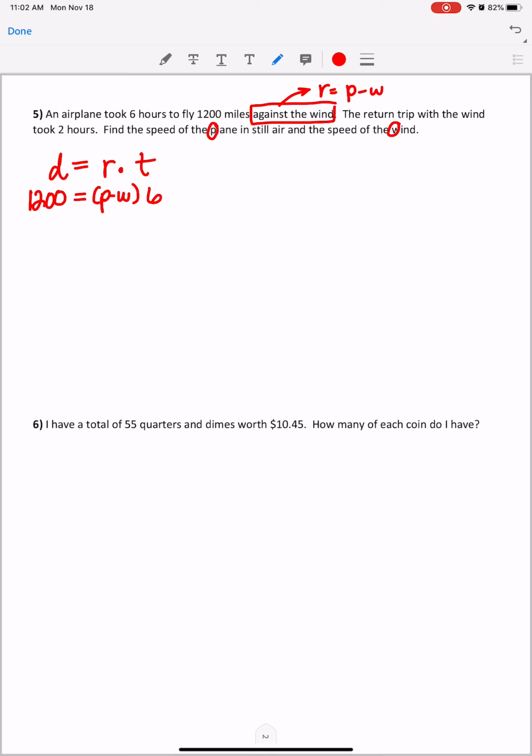Okay, so then my return trip with the wind, because the wind is with me, that means this is P plus W. That wind is pushing that plane. So my return trip means I'm going 1,200 miles again. Now my rate is P plus W, and this one only took me 2 hours. And I'm actually going to space this out just a little bit.